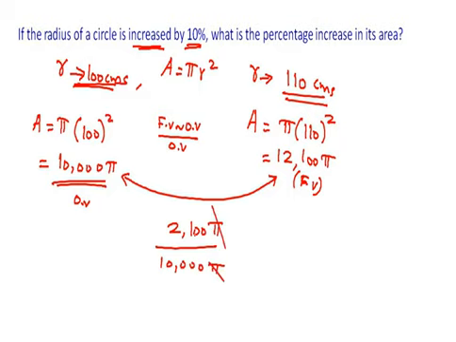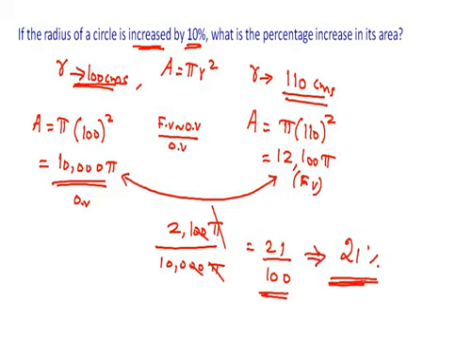Now simplify the terms. We'll probably end up with 21 upon 100. And what does 21 upon 100 mean? 21%. So the area has been increased by 21%.